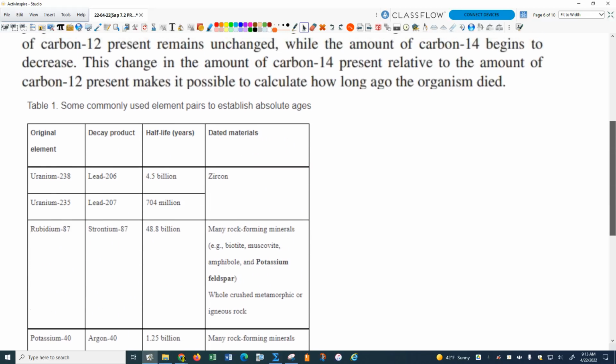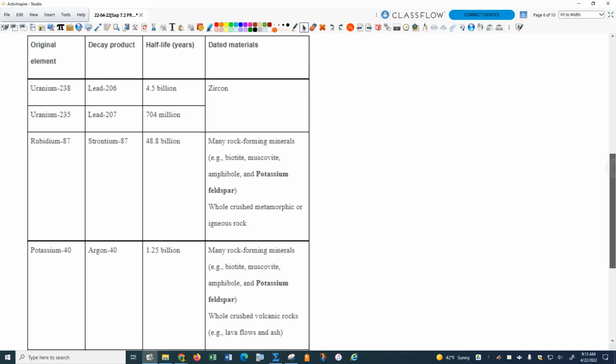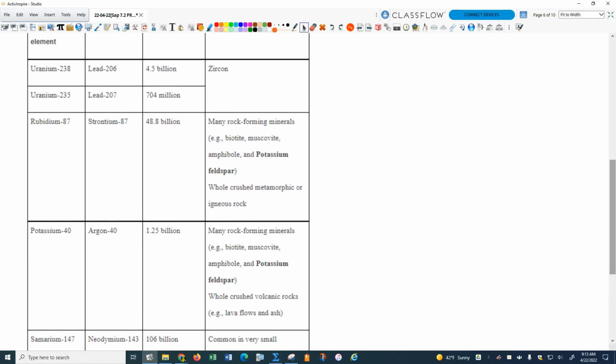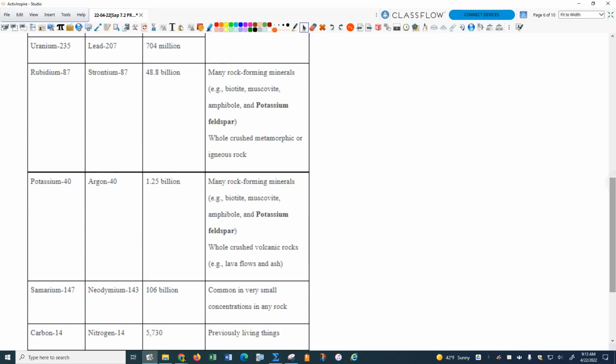If you're looking at non-living things, like if you want to try to date the planet, looking at early rock formations, then you want to look at things like potassium or uranium-238. Look at the half-life of uranium-238, 4.5 billion, right? Which is roughly the age of the Earth, right? So that fits well if you're trying to establish a date of formation of the Earth.